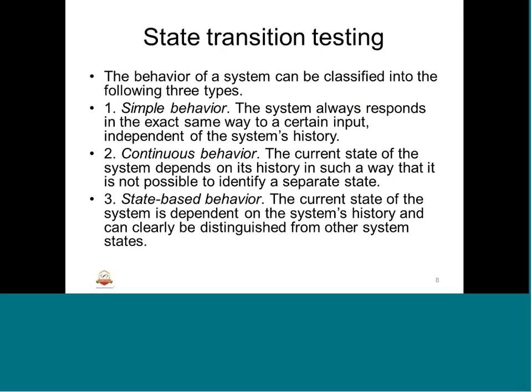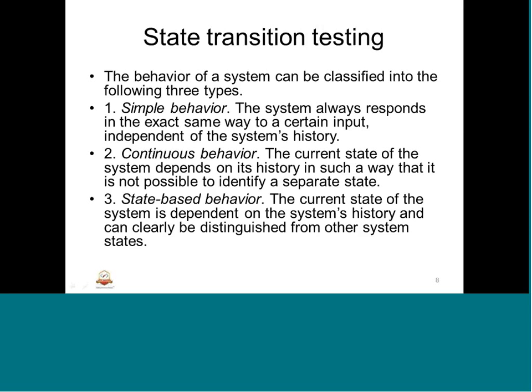Now the behavior of the system can be classified into three types. The state transitioning behavior is divided into three types. Simple behavior: the system always responds in the exact same way to a certain input, independent of system history. That means it won't care what has happened in the past, but it will behave the same way all the time for a certain input. The second type of behavior is continuous behavior. The current state of the system depends on its history in such a way that it is not possible to identify a separate state. That means based on the history it will decide whether it will switch or not. So basically it's not possible to identify a separate state.